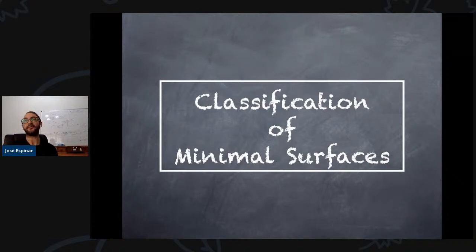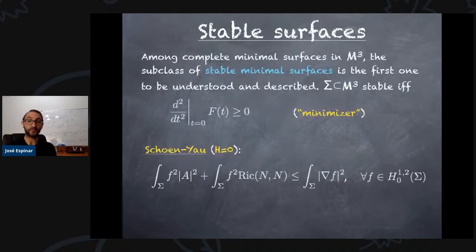So far, I have defined them as critical points. But now, let me tell you that actually they are local minima. And we're going to talk about stable surfaces, right? So as we all know, when we have a function in R, we find critical points as zeros of the first derivative. And in order to find the minima, we do the second derivative. And we look for those critical points where the second derivative is bigger than 0.